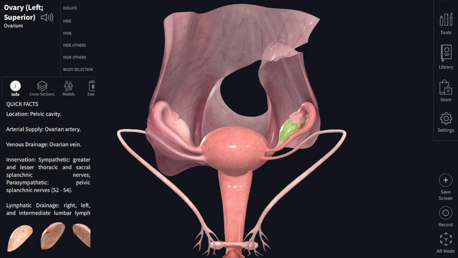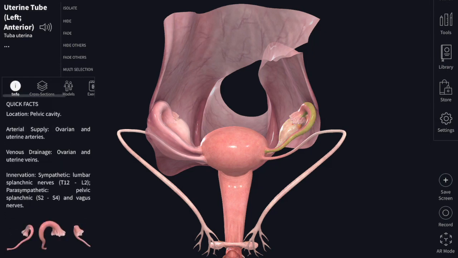Next, you have the uterine tube. So these are a pair of uterine tubes or oviducts. Each conveys the ova from the ovary to the uterus. The fertilization of the ovum takes place in the ampulla of the uterine tube.